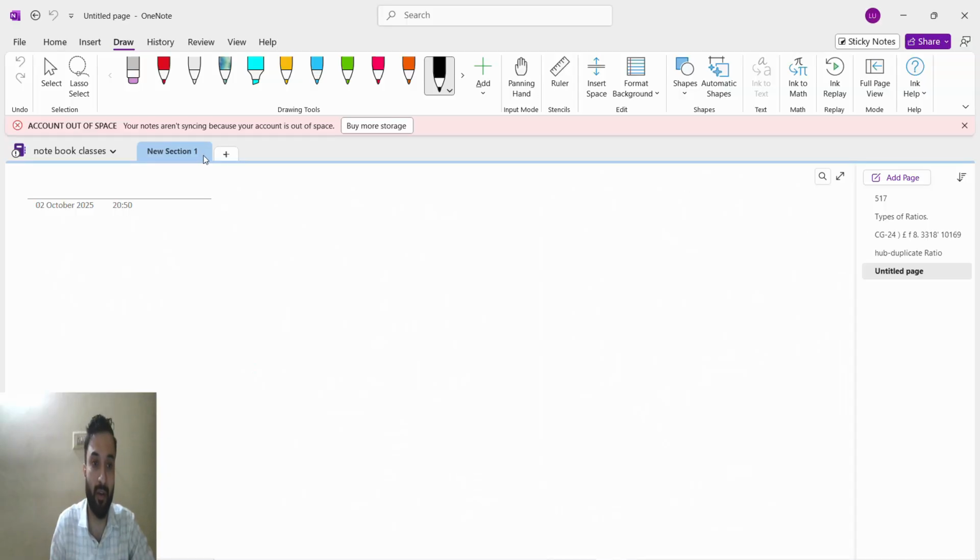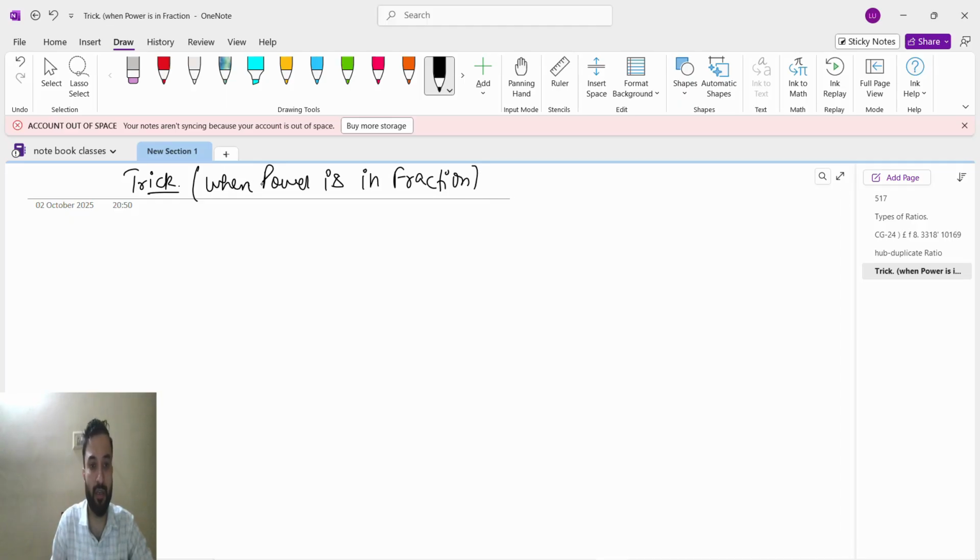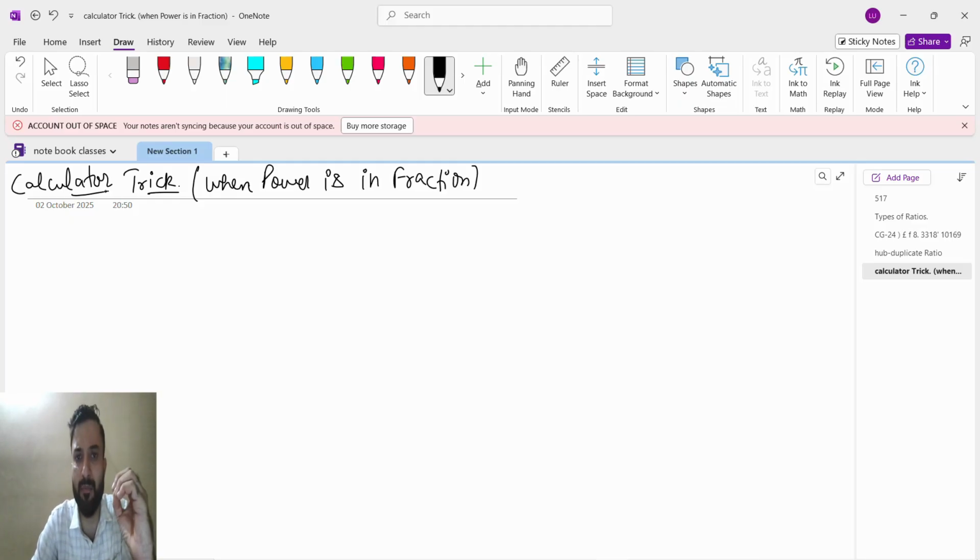So guys, we have a trick over this. What is the trick, guys? This trick is used when the power is in fraction. When the power is in fraction, we will use this calculator trick. Very important thing, guys. Fraction means what? In the form of numerator by denominator. So when the power is in the form of numerator by denominator.